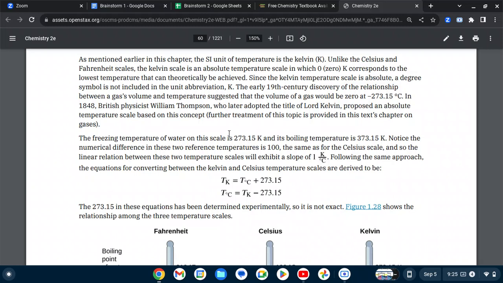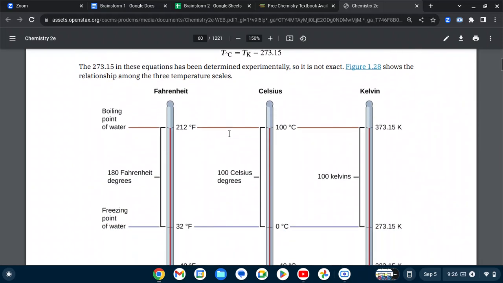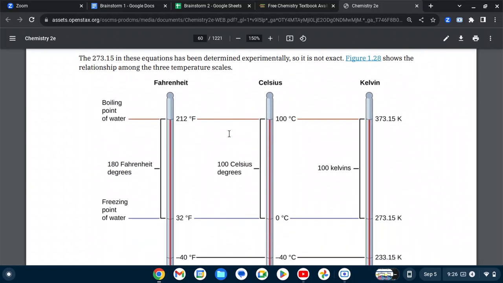The freezing temperature of water on this scale is 273.15 Kelvin, and its boiling temperature is 373.15 Kelvin. Notice the numerical difference in these two reference temperatures is 100. The same is true for the Celsius scale, and so the linear relationship between these two temperature scales will exhibit a slope of 1 Kelvin per Celsius. Following the same approach, the equations for converting between the Kelvin and Celsius temperature scales are derived to be: temperature Kelvin equals temperature Celsius plus 273.15, and temperature Celsius equals temperature Kelvin minus 273.15. The 273.15 in these equations has been determined experimentally, so it is not exact.